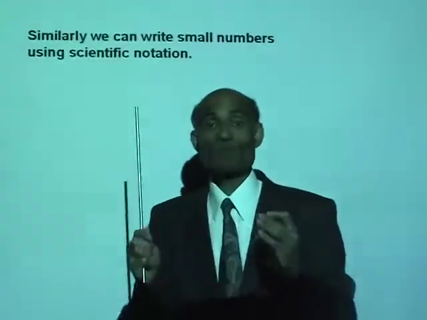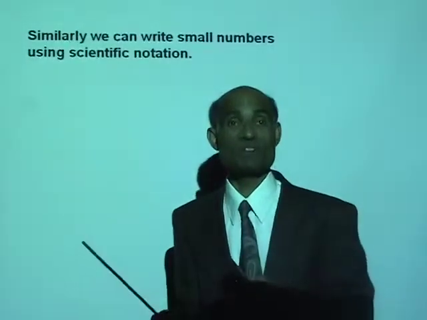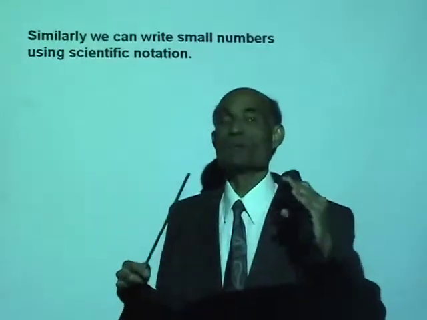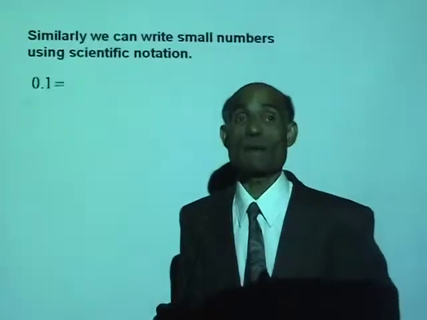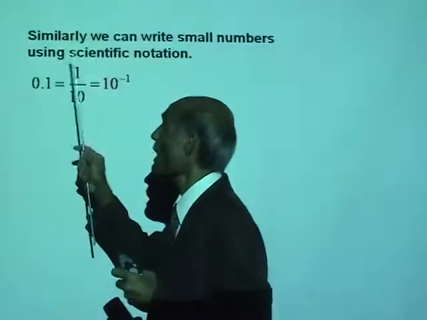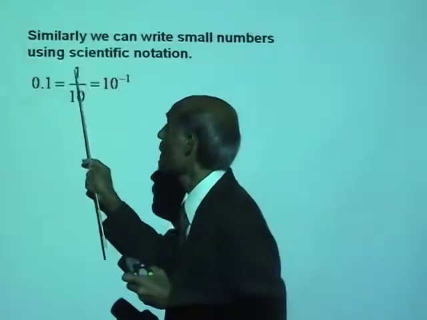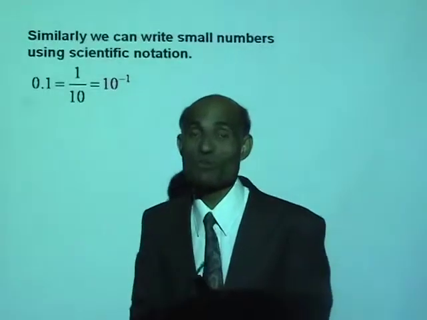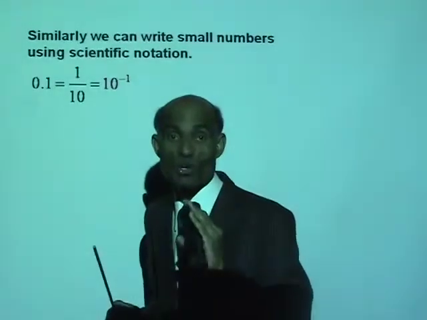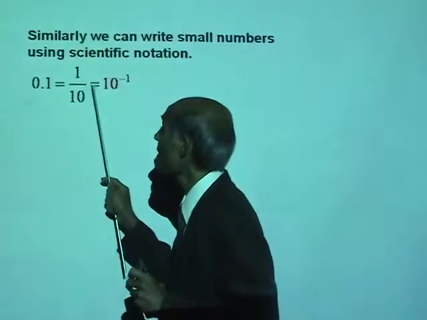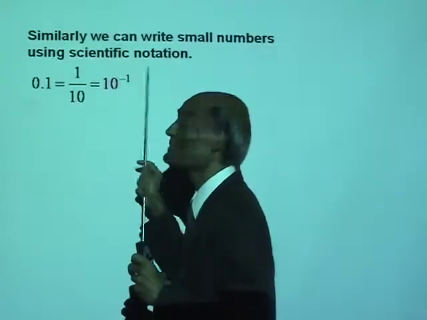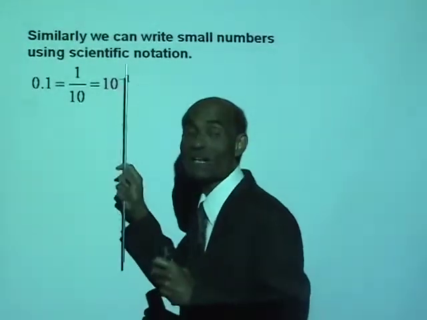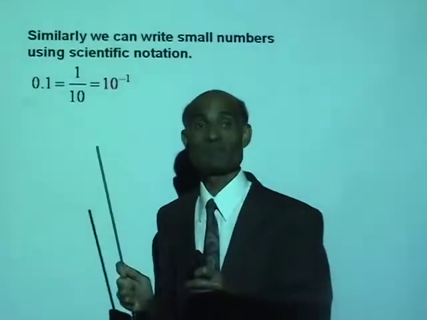Now, so far we were writing big numbers in scientific notation. How do we write numbers that are less than 1, between 0 and 1? For example, you know that 0.1 is 1 over 10. And from the skill that you know from your exponential understanding, 1 over 10 is the same as 10 to the power of negative 1. Is that right? 10 to the power of negative 1 is the same as 1 over 10.